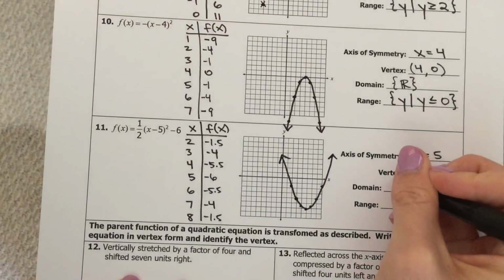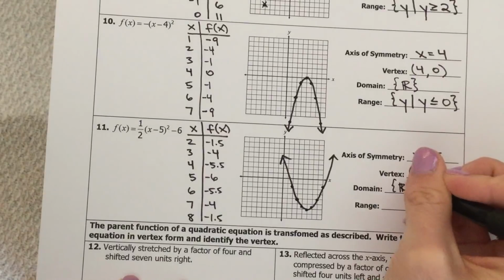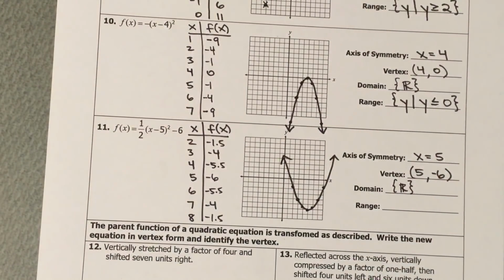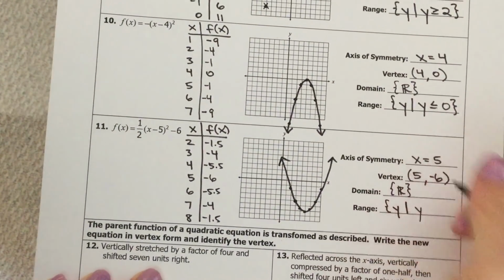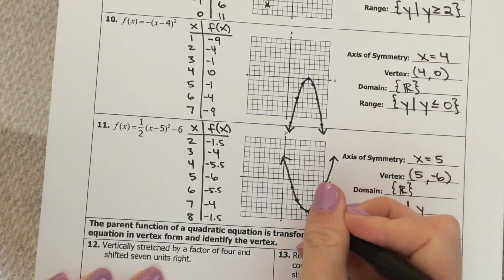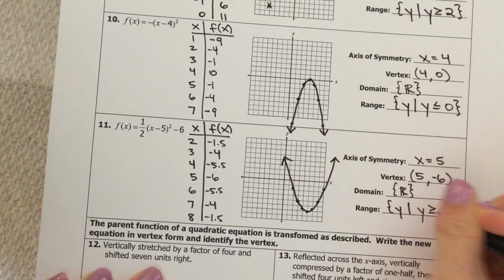Okay, so last domain and range for right now. Domain, still all reals. Every freestanding quadratic has a domain of all reals. And the vertex is what tells us the range. So all y values. The y-coordinate of the vertex is -6, and it's a minimum, so we go up from that point.